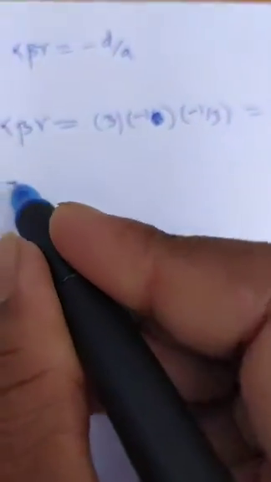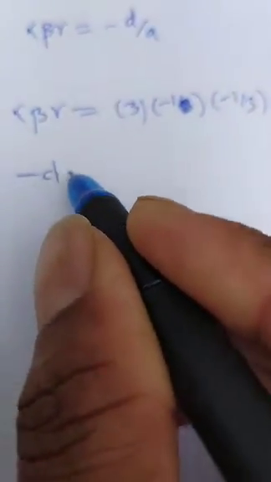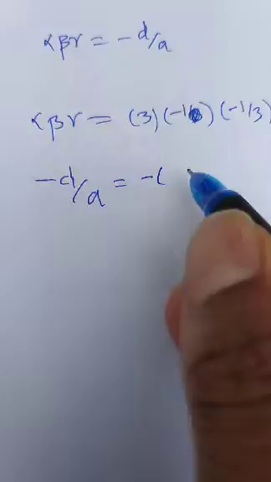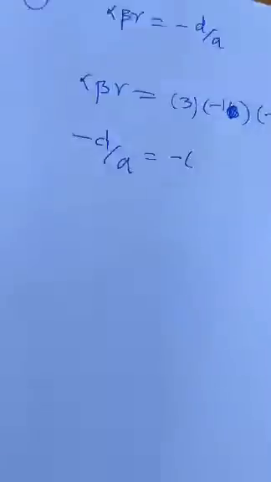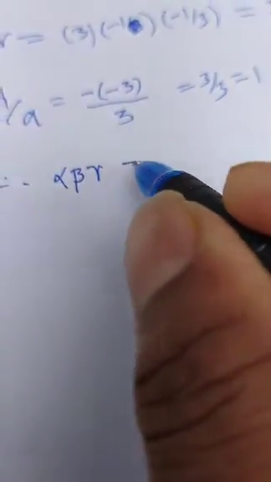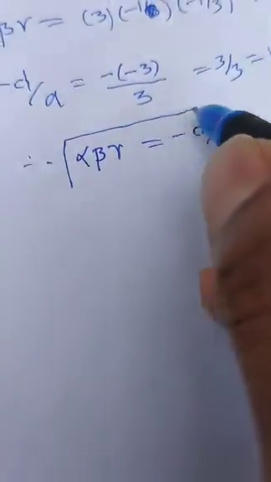Now right hand side I will find minus D by A. Minus D value. What is D value? D value is minus 3. I will substitute here. And we know A value is 3. So that is 3 by 3. Again we got 1. Right? Therefore we can write product of the zeros alpha beta gamma is equal to minus D by A. So I verified third relationship also.